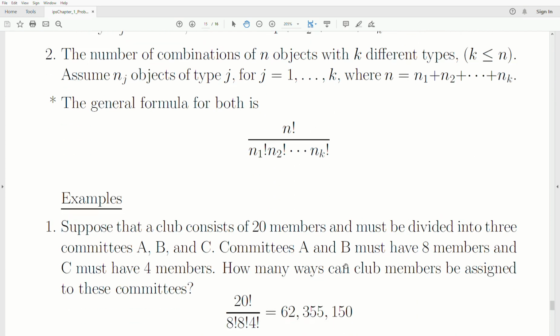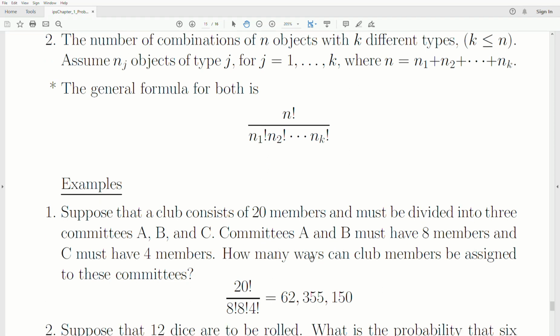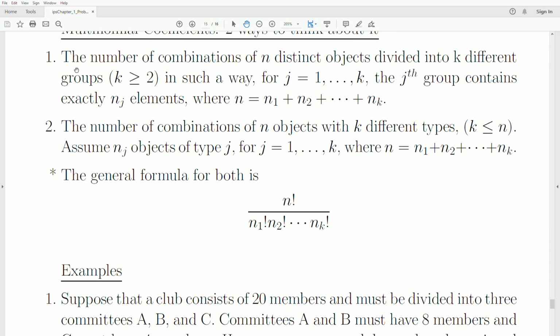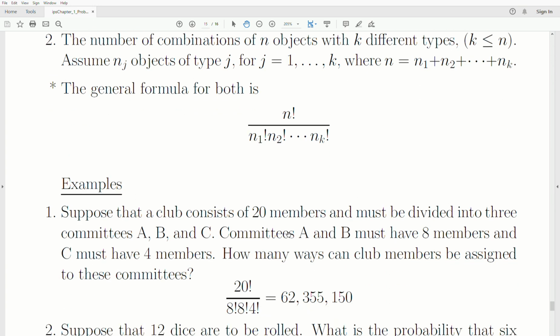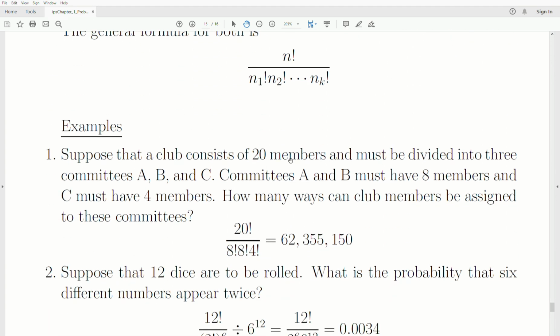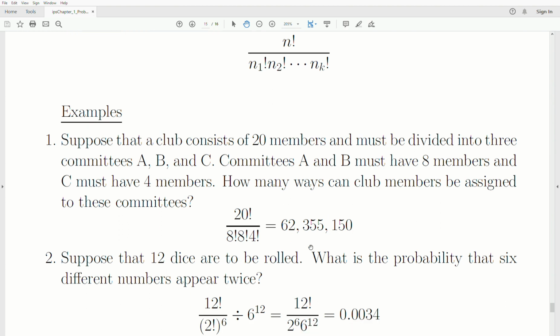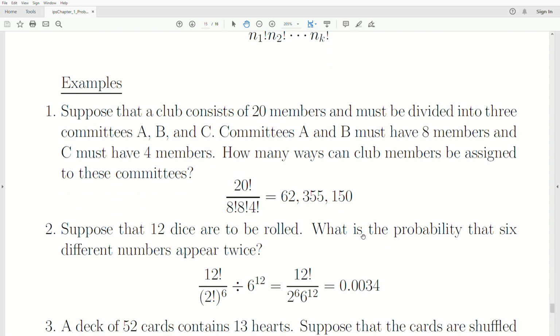Well, this is example 1, the first way to think about this multinomial coefficient. You have 20 distinct members and you're separating them into 3 groups. And so this is it. It's 20 factorial divided by 8 factorial times 8 factorial times 4 factorial. And so there's over 62 million ways to sort these 20 members into these 3 committees.